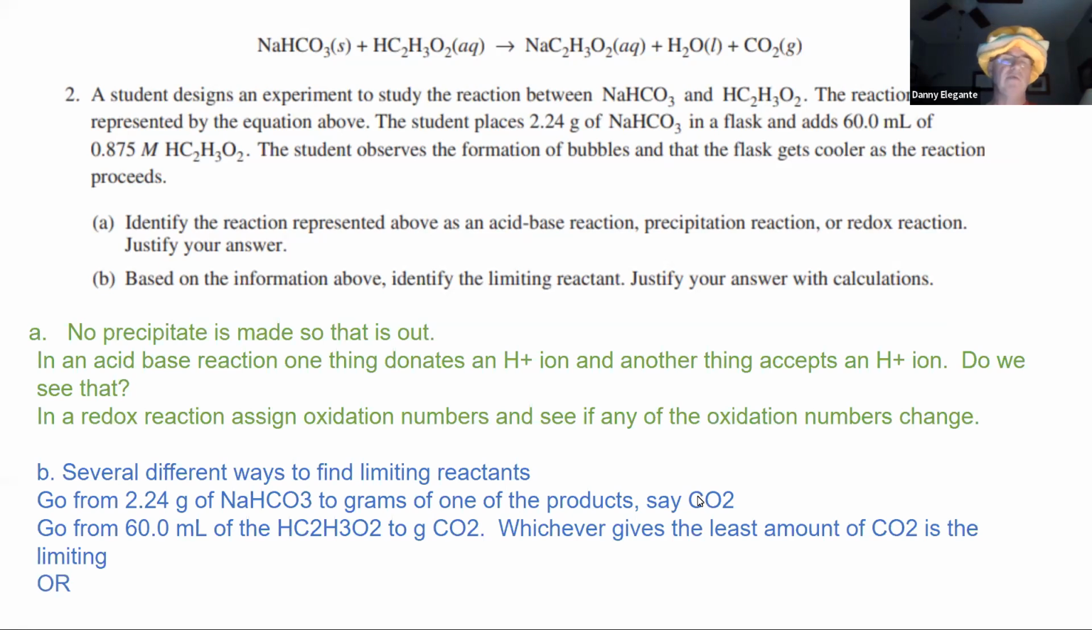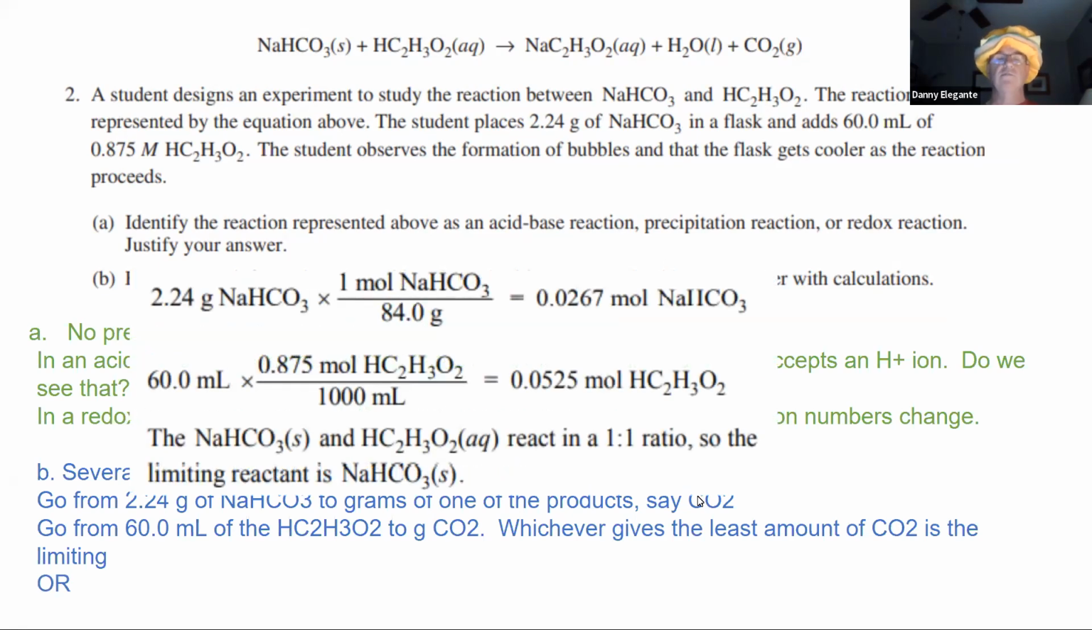Another way is change each one to moles. The first one using the molar mass in the periodic table. The second one using the milliliters and the molarity. And then because the equation is a 1-to-1 ratio, whichever number of moles is smaller is going to be the limiting reactant.